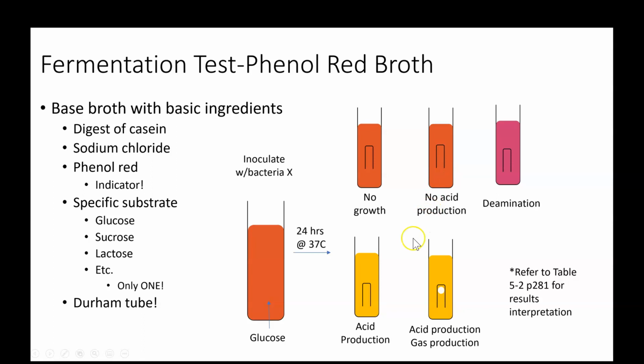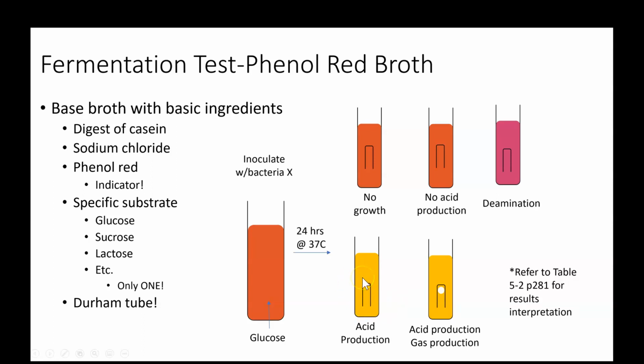Now, if the media, let's skip down to this one, if that media were to change to either an orange or a yellow color, we know that the pH has gone down and therefore an acid must have been produced. So we would say that this is positive for fermentation of glucose because we have acid production.